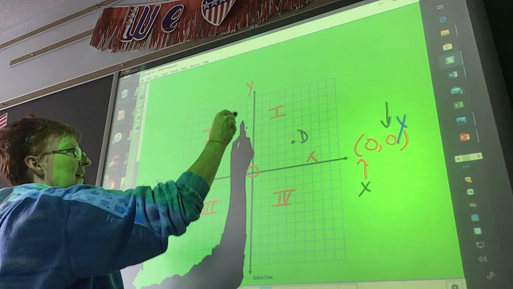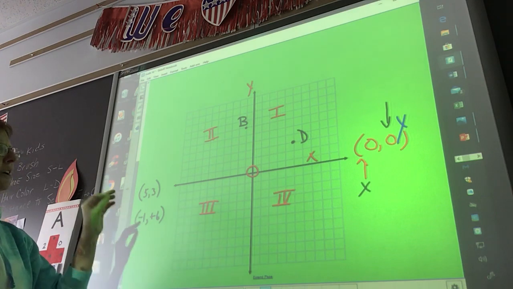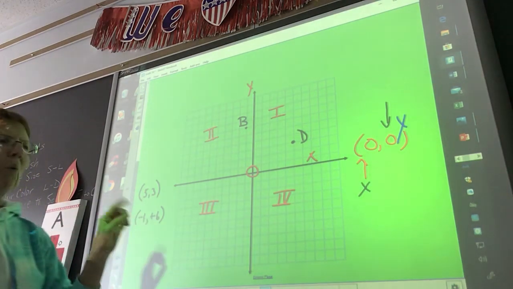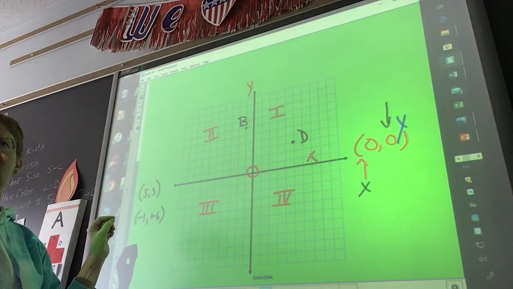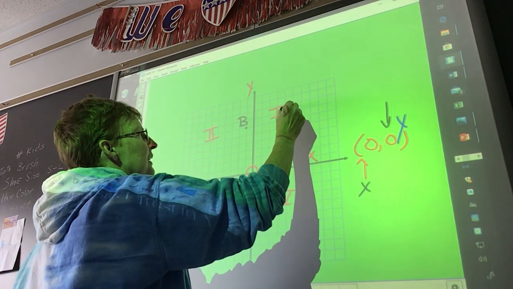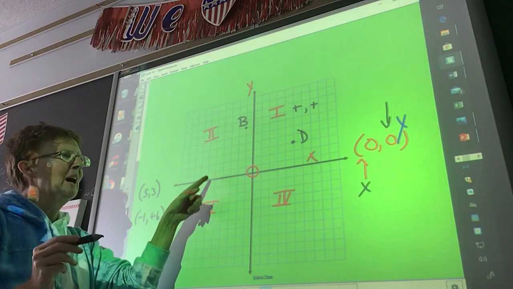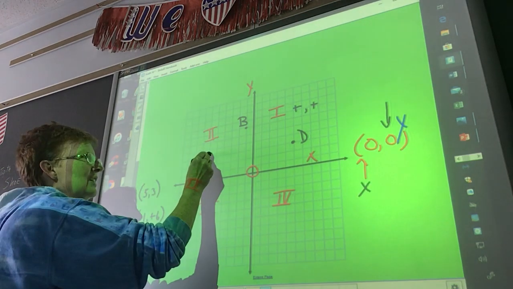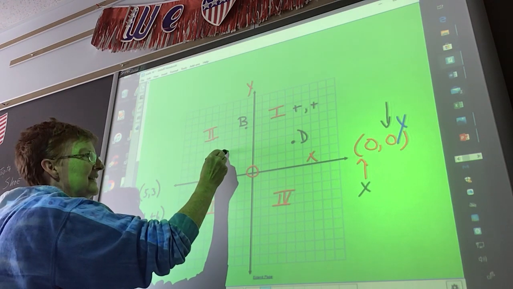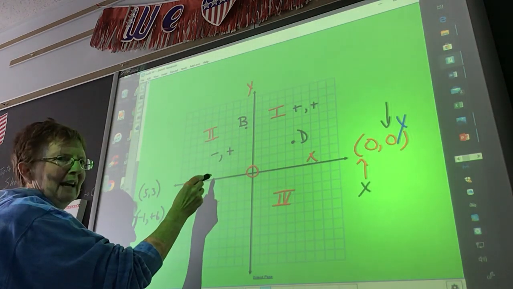I'm going to put my dot right there, and I'm going to make that a B. Okay, so for each ordered pair, you can tell which quadrant you're going to be in based on whether the numbers are positives or negatives. If you're in quadrant 1, your ordered pair is always going to be a positive and a positive. However, if you're in quadrant 2, your first digit is going to be a negative, and your second digit in your ordered pair is going to be a positive. Third, you can probably figure it out.